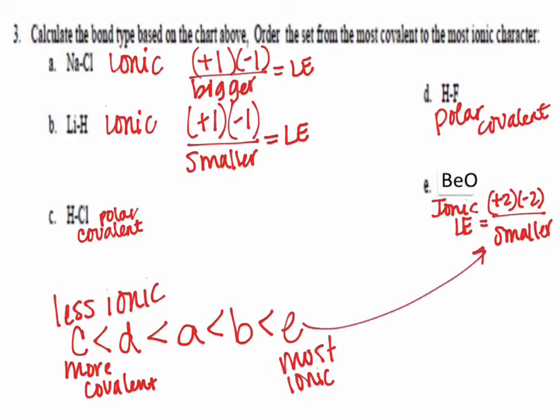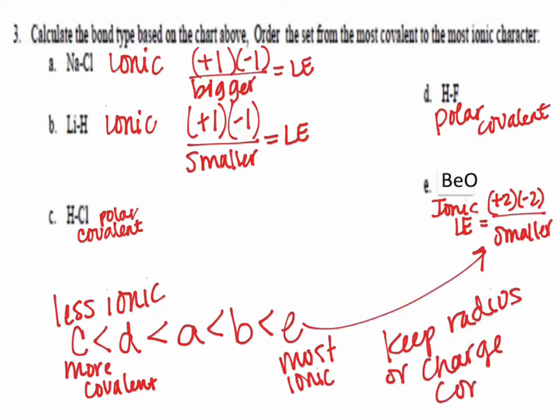Now, what I will say is that on the AP exam, they're not going to give you something like this. They are going to either keep your radius or your charge constant. They're not going to give you something where it's all flipped around.